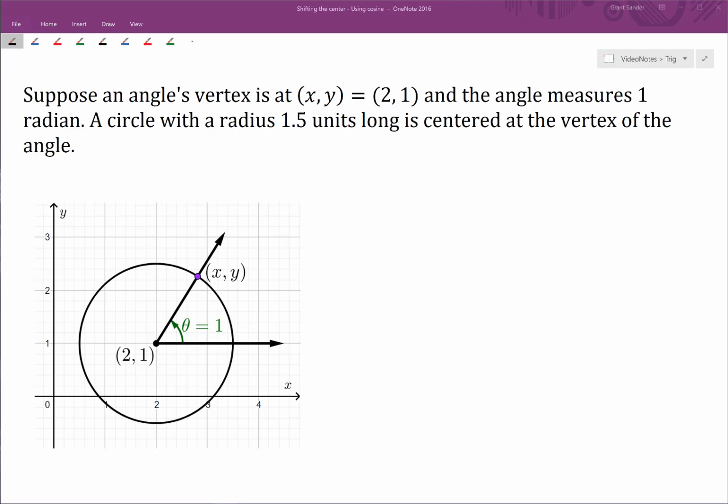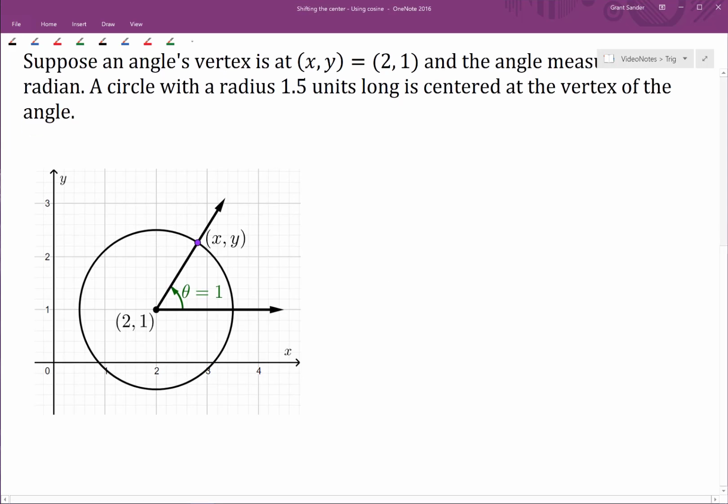Suppose an angle's vertex is at (2, 1), and the angle measures 1 radian. A circle with a radius 1.5 units long is centered at the vertex of the angle. So we have that shown here in this diagram. We've got the center of the circle, which is the vertex, located at (2, 1).